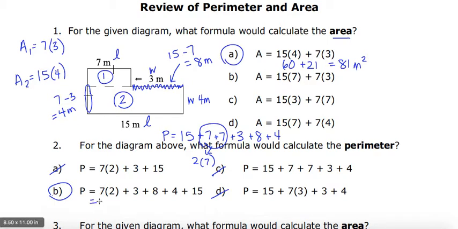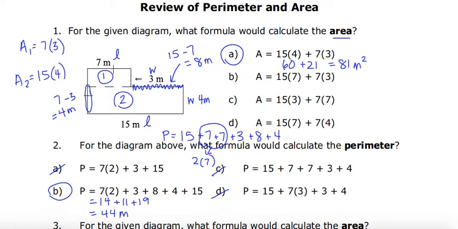So I have 7 times 2 is 14. 3 plus 8 is 11, and 4 plus 15 is 19. If I add those together now, 11 plus 19 is 30, and 30 plus 14 is 44. So the perimeter of this shape is 44, and my units are meters. I don't square anything when I'm finding the perimeter of my shape.